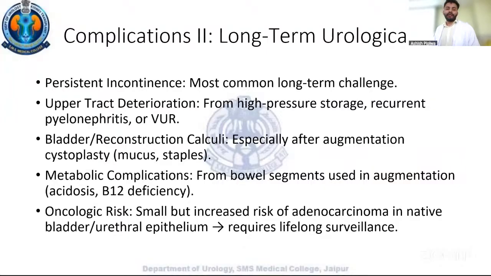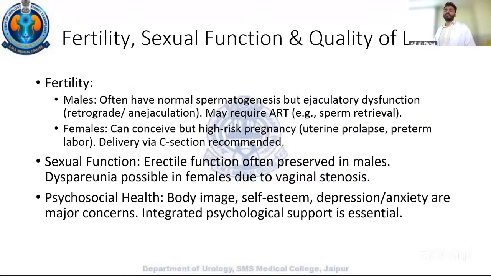Upper urinary tract deterioration is due to high-pressure storage, recurrent pyelonephritis and VUR. Bladder and reconstruction calculi are common. Metabolic complications are there because of the bowel segment, including vitamin B12 deficiency, and there is increased oncological risk. Therefore, lifelong surveillance is important. Fertility: males have normal spermatogenesis, but ejaculatory dysfunction may be there and may require ART. And females can conceive, but the pregnancy is usually high risk and delivery via C-section is recommended.